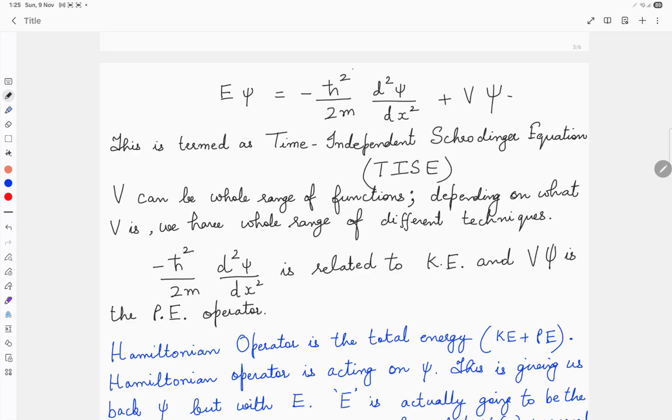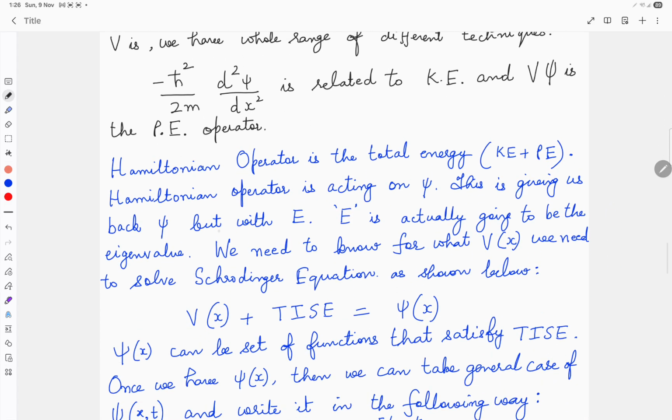Here we will see that the Hamiltonian operator is actually the energy. I'm leaving it for further lectures, but we can say that the Hamiltonian operator is equal to E, and this is acting on the wave function psi on the left hand side, and the right hand side is actually the sum of the kinetic energy and the potential energy. This is giving us back psi but with E. Now E is actually going to be the eigenvalue. So energy will be the eigenvalue.